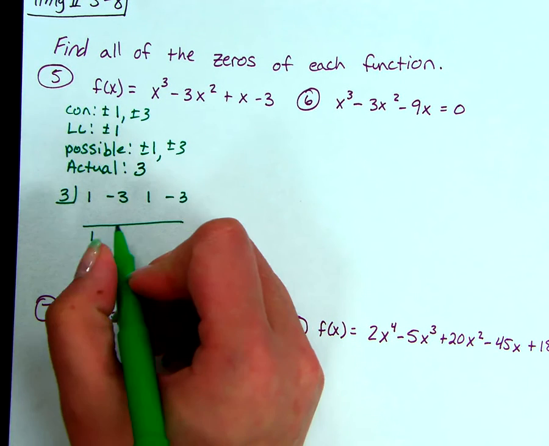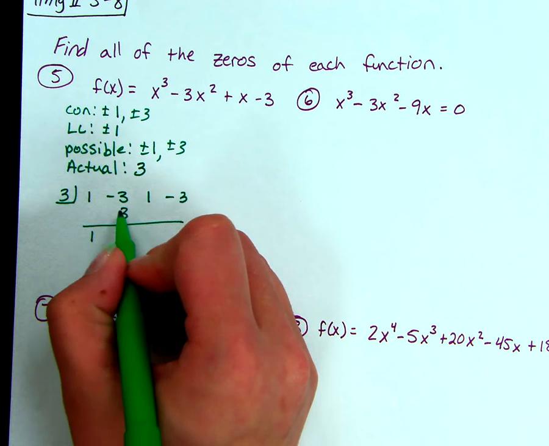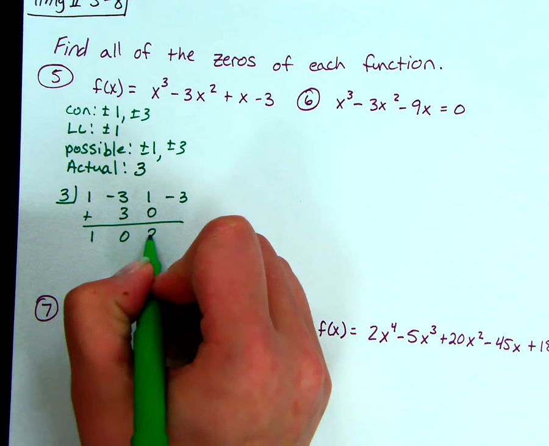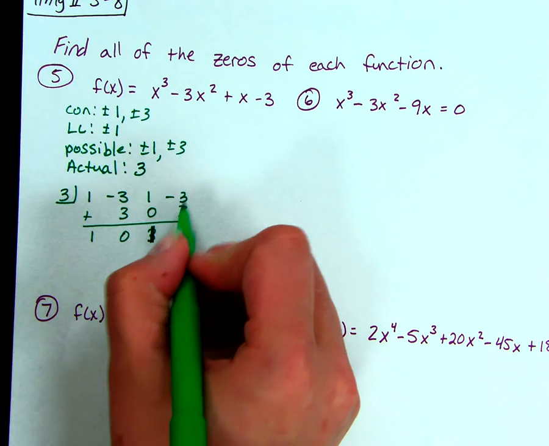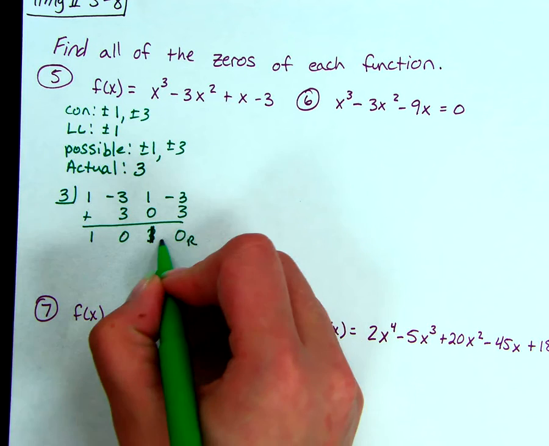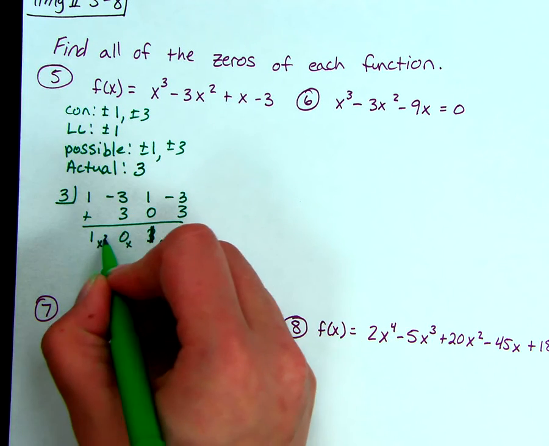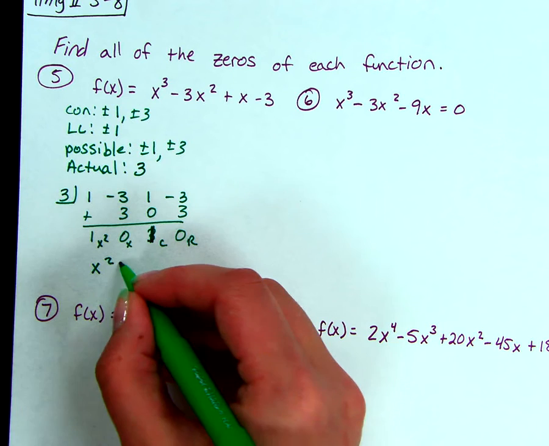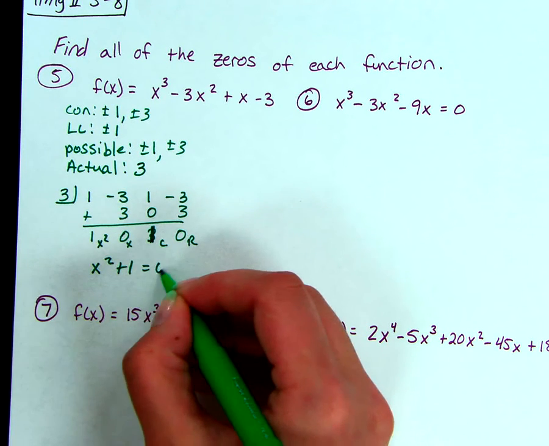So this would be 1, 3, add to get 0, multiply to get 0, add to get 1. Sorry, ahead of myself here. Multiply to get 3, add to get 0. So we have our remainder, the constant, the x, and the x squared term. So now we need to solve x squared plus 1 equals 0.